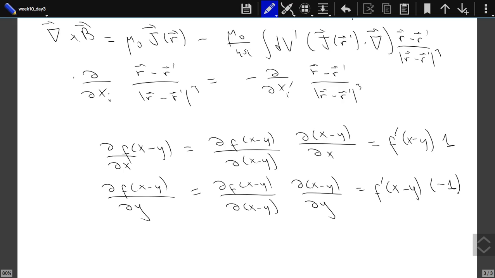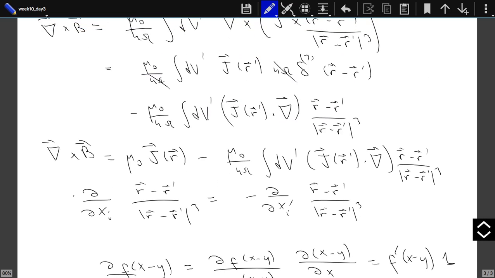So you see that if you have a function of x minus y, taking the derivative with respect to x and taking the derivative with respect to y, they are basically the same thing. They give you the same expression, but the difference is a minus sign. So that is what I am actually using over here. This depends on xi minus xi prime only. So if I differentiate it with respect to xi, or if I differentiate it with respect to xi prime, doesn't really make any difference. The only difference is this overall minus sign.